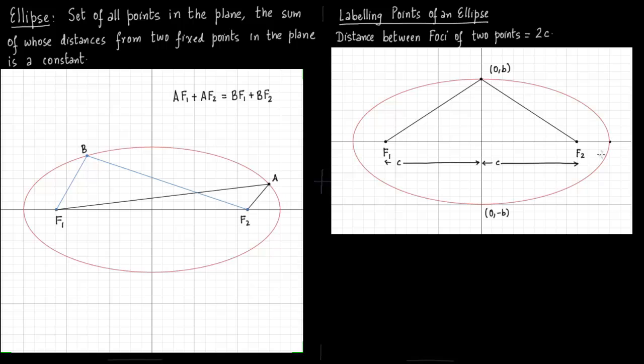So this point here is called the vertex. The vertex is precisely where the axis which contains the foci cuts the ellipse. So this is (a, 0) and we have (minus a, 0). Now we want to talk about the minor axis. The minor axis goes from (0, b) to (0, minus b).